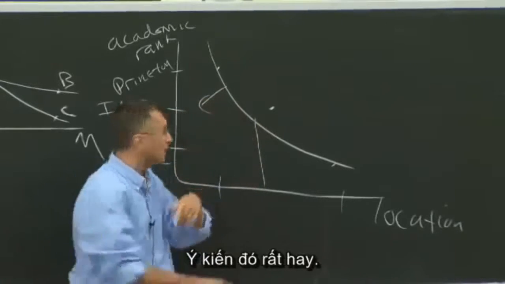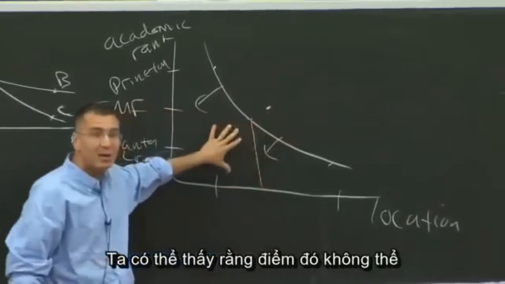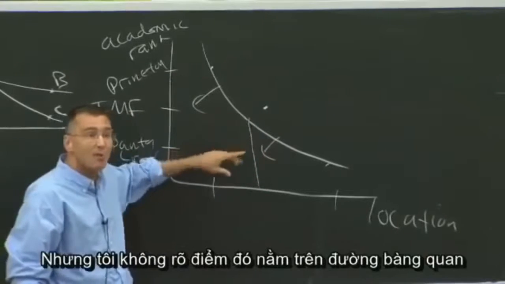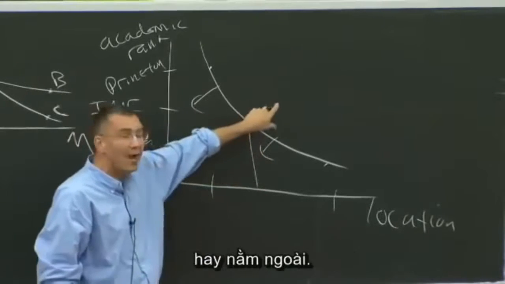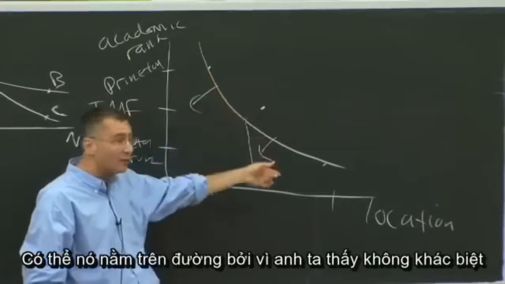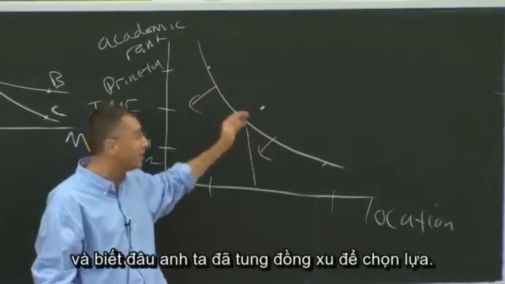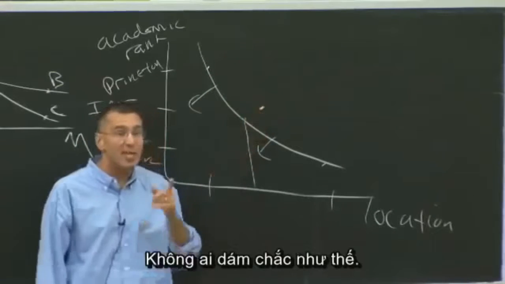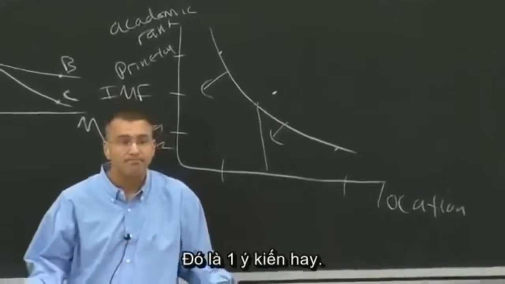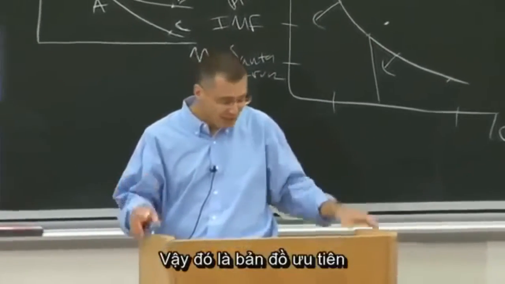This is a very good point, actually. It can reveal it wasn't anywhere in here. That we know. But I can't tell if it was on the curve or outside the curve. Could have been on the curve because he's indifferent, so who knows, could have flipped the coin. Or could have been outside the curve because it's better. We can't tell that. That's a good point. All right? So that's a preference map.